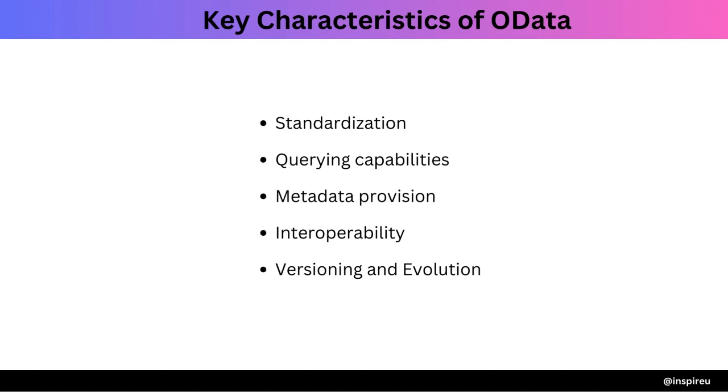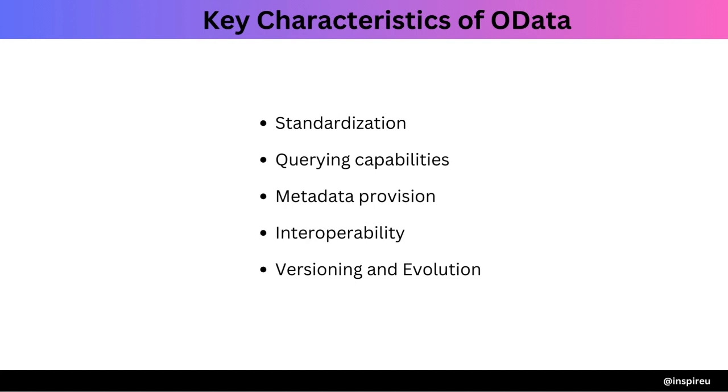Key characteristics of OData. Standardization. OData is all about setting standards for how APIs communicate. It ensures that when you build an API using OData, it follows a set of rules and conventions. This standardization means that OData APIs will be consistent and easily understood by different systems. Querying capabilities. OData's querying abilities are pretty powerful. With OData, you can request just the data you need. It enables filtering, sorting, and the selection of specific fields, making your API calls more efficient and reducing unnecessary data transfer.